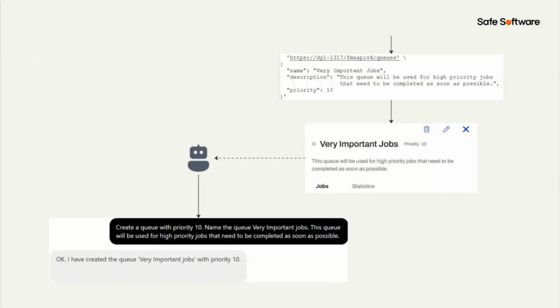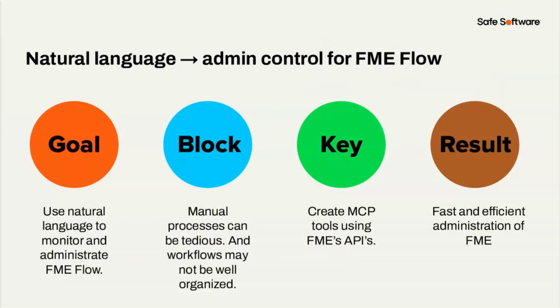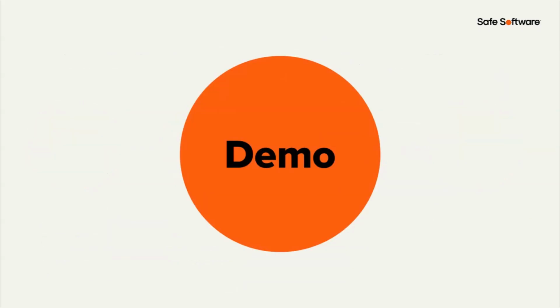Just before we jump into the demo, to recap, our goal here is to use natural language to monitor and administrate FME Flow. The reason we want to do this is because manual processes can be tedious and existing workflows may not be well organized. We'll solve this problem by using MCP tools that leverage FME's various APIs. We'll touch on a little bit of data virtualization too. As a result, we'll get fast and efficient administration of FME Flow. So with that, we'll jump into the demo.